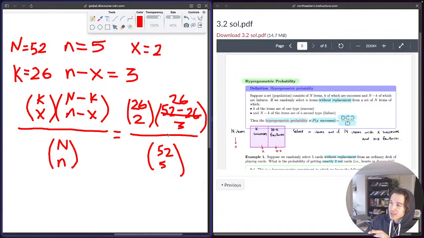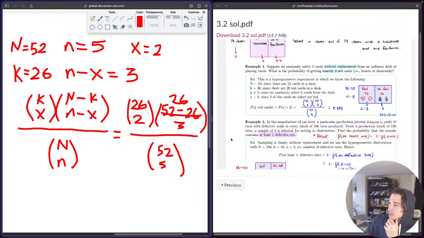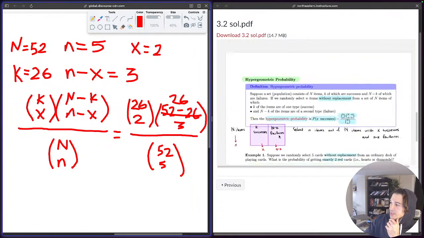So all of this is going to be a travesty if this is incorrect. I'm not going to run my calculator right now because we can see if it's correct. But let's see. 26 choose 2, times 26 choose 3, over 52 choose 5. Beautiful. So, all right, we spent enough time on this.